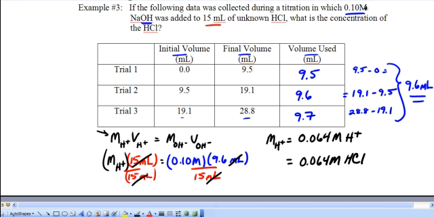You'll be doing one of these types of titrations in class, so you need to know how to do those types of calculations. It will also show up on the test.